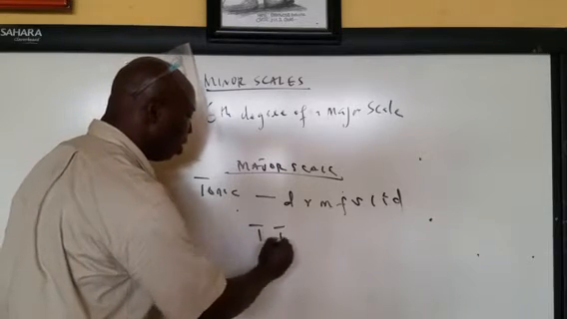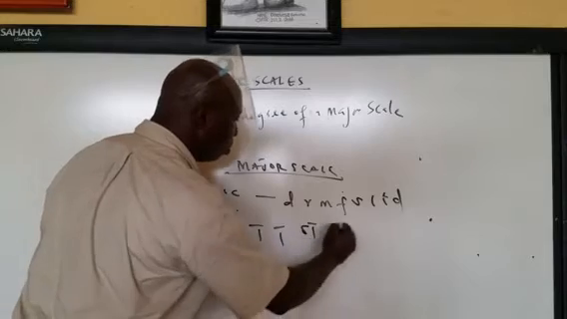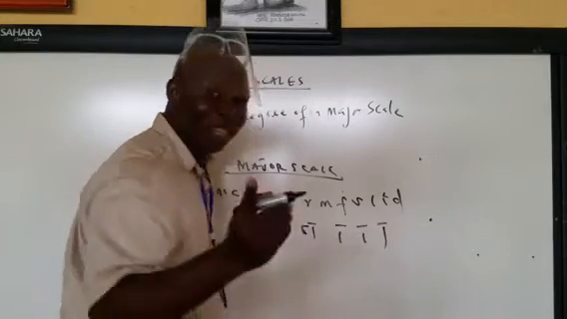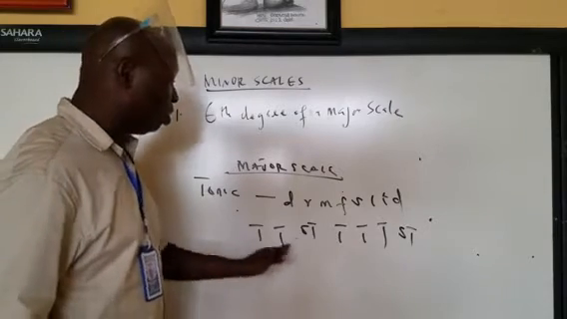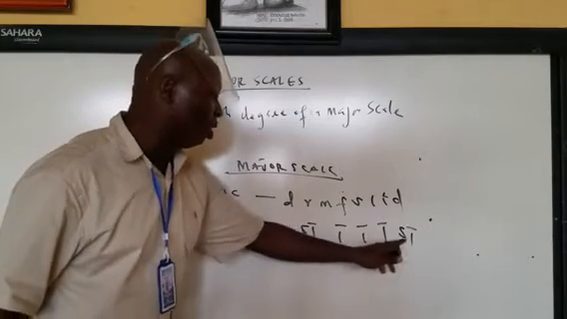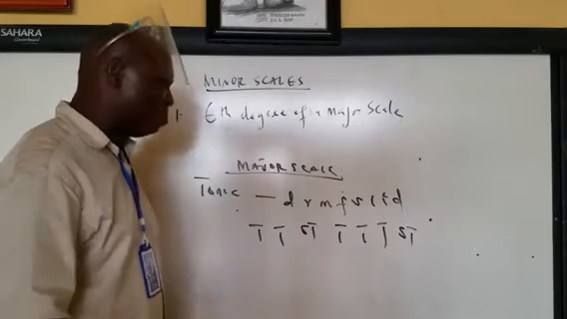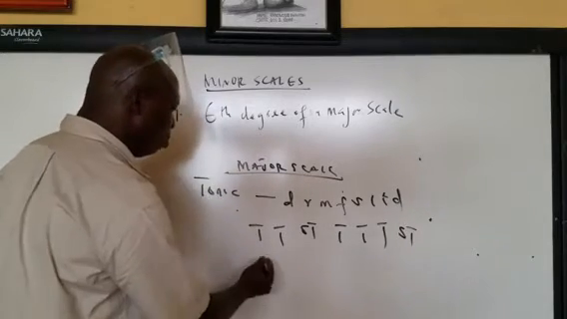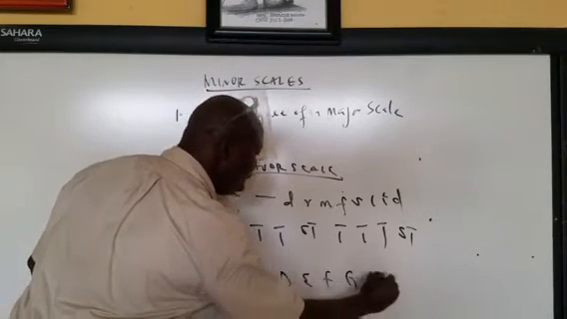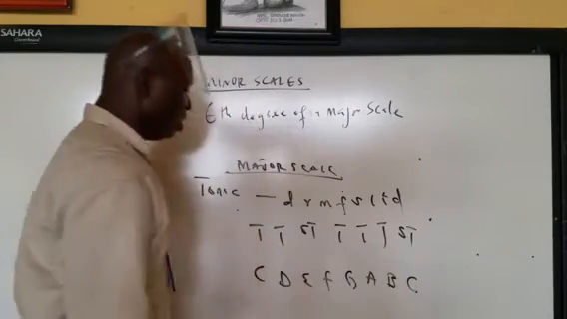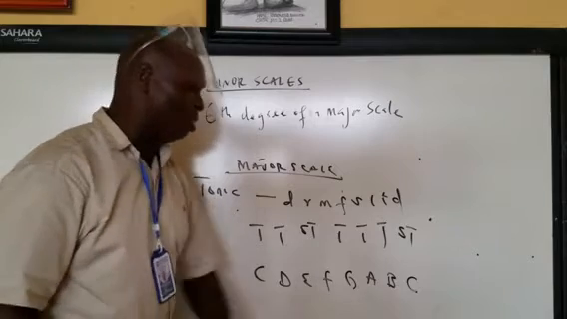The normal way is tone, tone, semitone, tone, tone, tone, semitone. That's the major scale. That is a major scale. For example, C, D, E, F, G, A, B, and C. This is a scale, C to C.